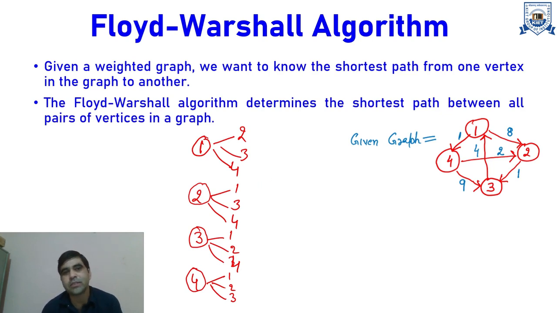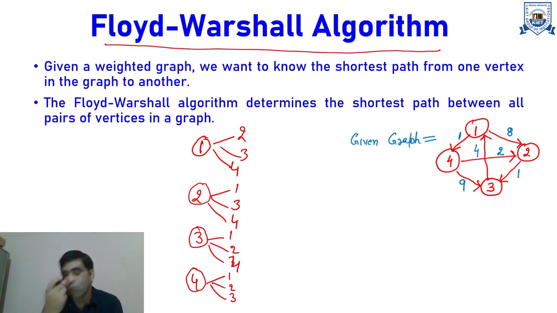Another solution is to use the Floyd-Warshall algorithm. The Floyd-Warshall algorithm is used to solve the problem of all pair shortest path. You can apply it to a graph, directed or undirected, with positive edge weights or negative edge weights; it can be used with all types of graphs. It will give you the shortest path between all pairs of vertices.